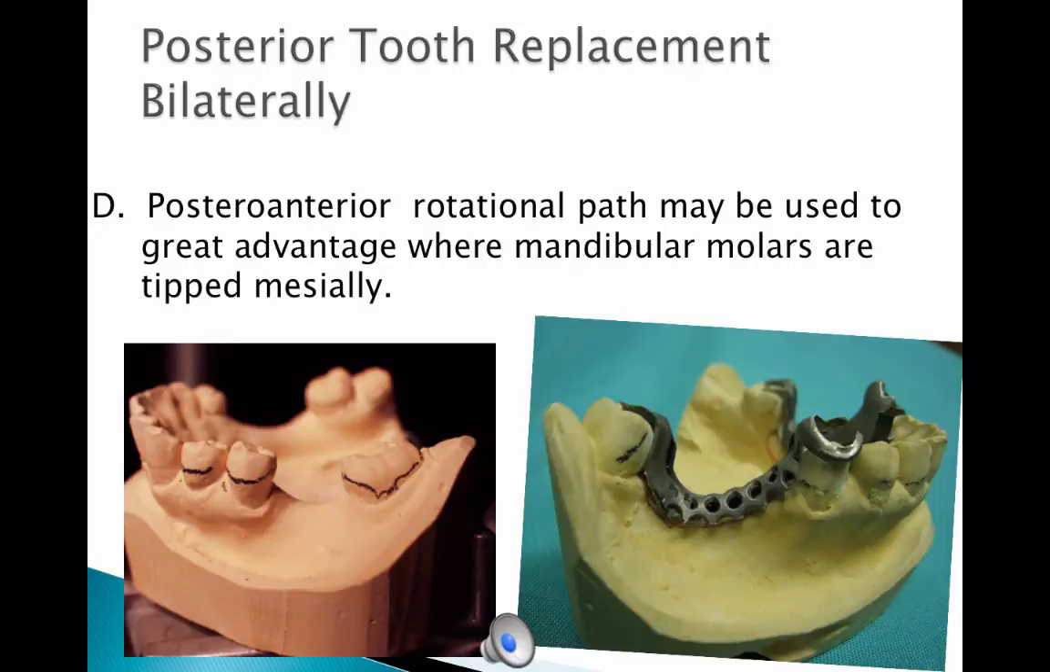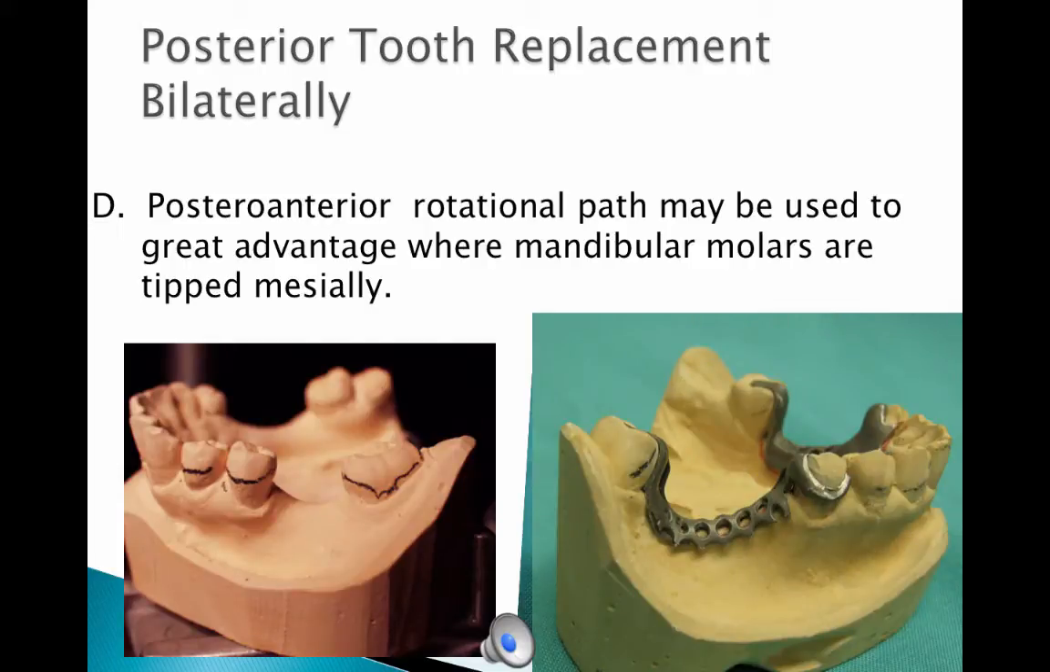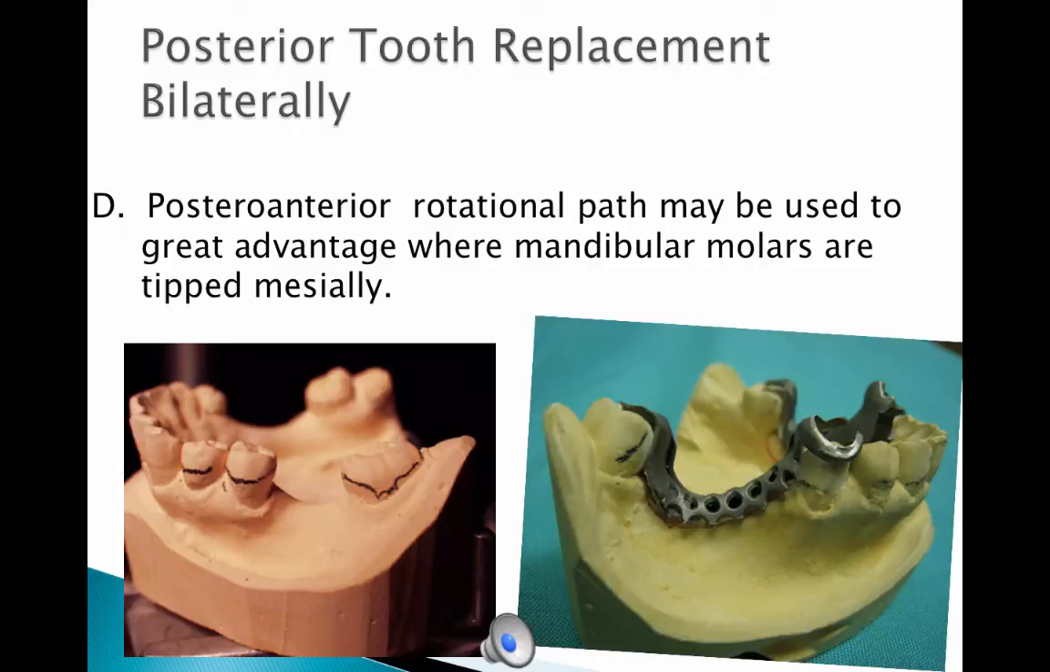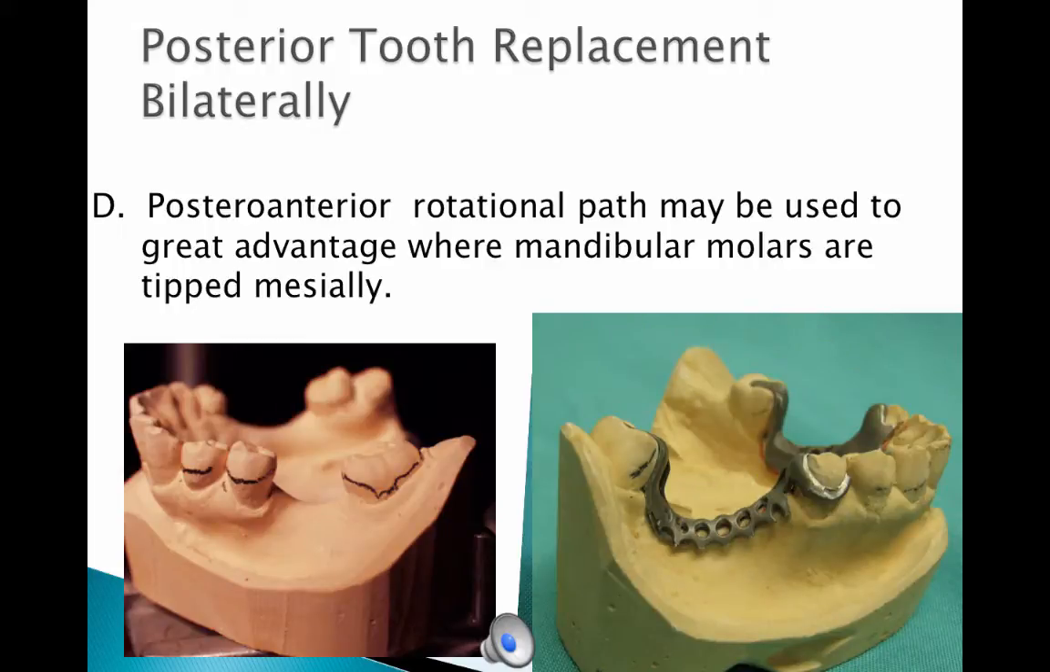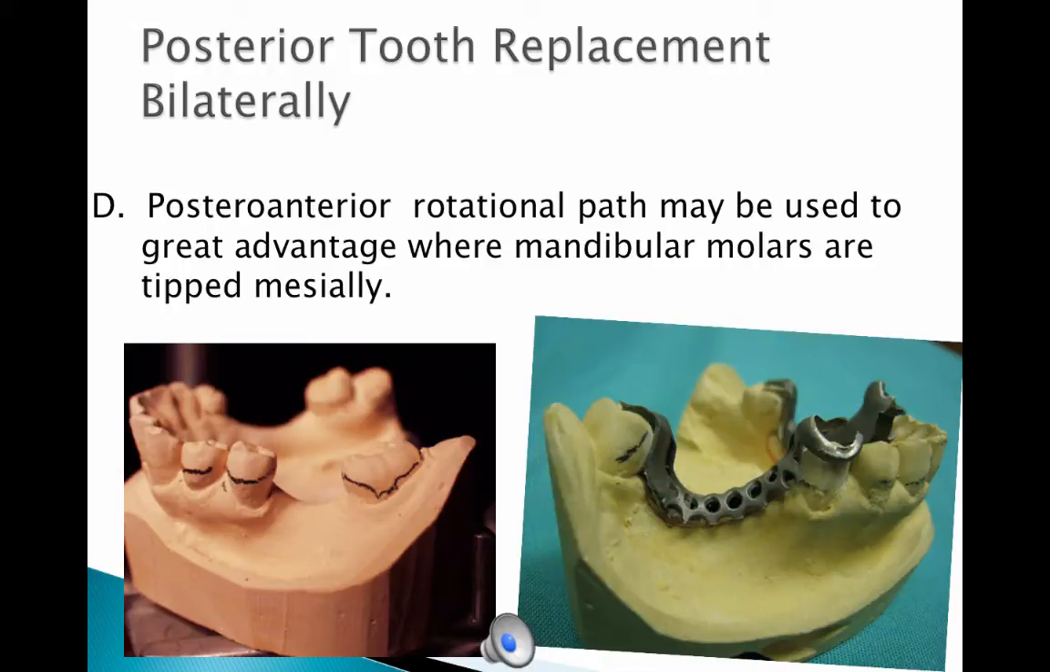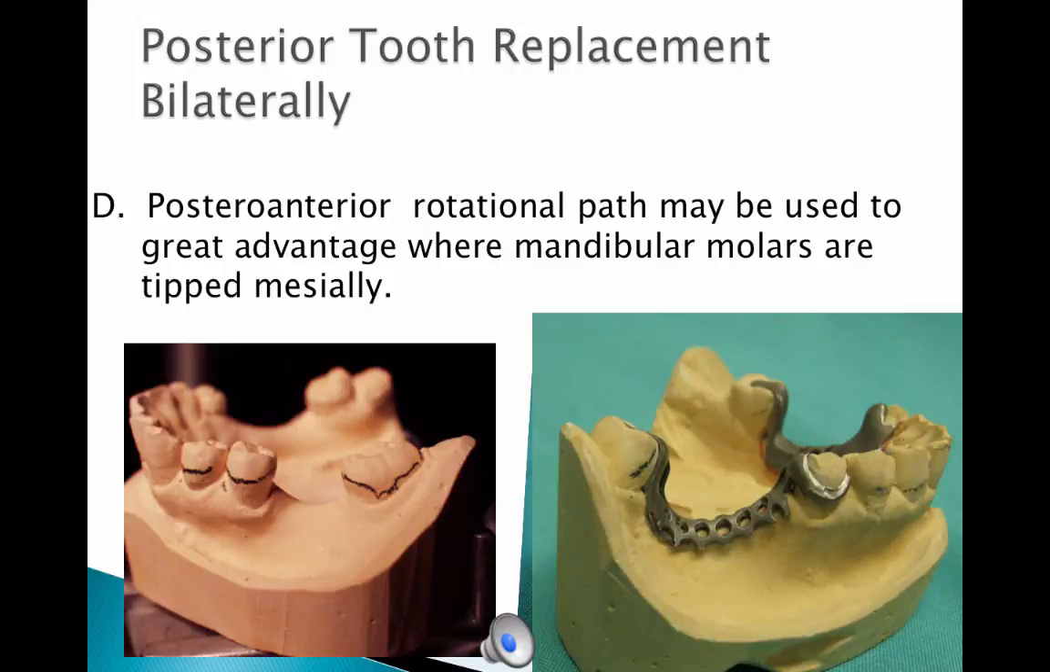Posterior-anterior rotational path designs may be used to great advantage where mandibular molars are tipped mesially. Clasp arms on these molars are eliminated, resolving the difficulty of clasping these teeth without crowning or mutilating the tooth during mouth preparation for the design. With any of these teeth that receive the rigid component of the rotational path RPD, be it anterior-posterior or posterior-anterior design, the amount of tooth coverage by metal is reduced, and therefore the accumulation of plaque and debris are also reduced.